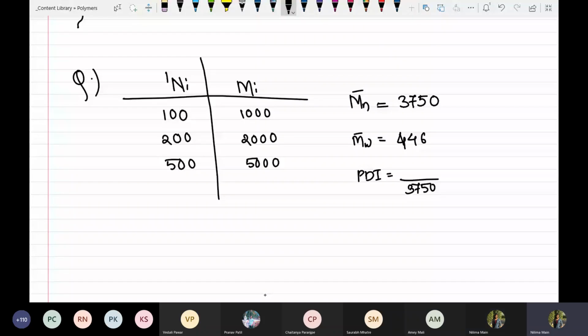PDI. I'm typing the answers. PDI is 9408.41 divided by 5350. 1.7585. So you can write 1.76. Okay, ma'am. 1.76. हाँ ठीक है, ऐसे लिखोगे तो भी चलेगा.